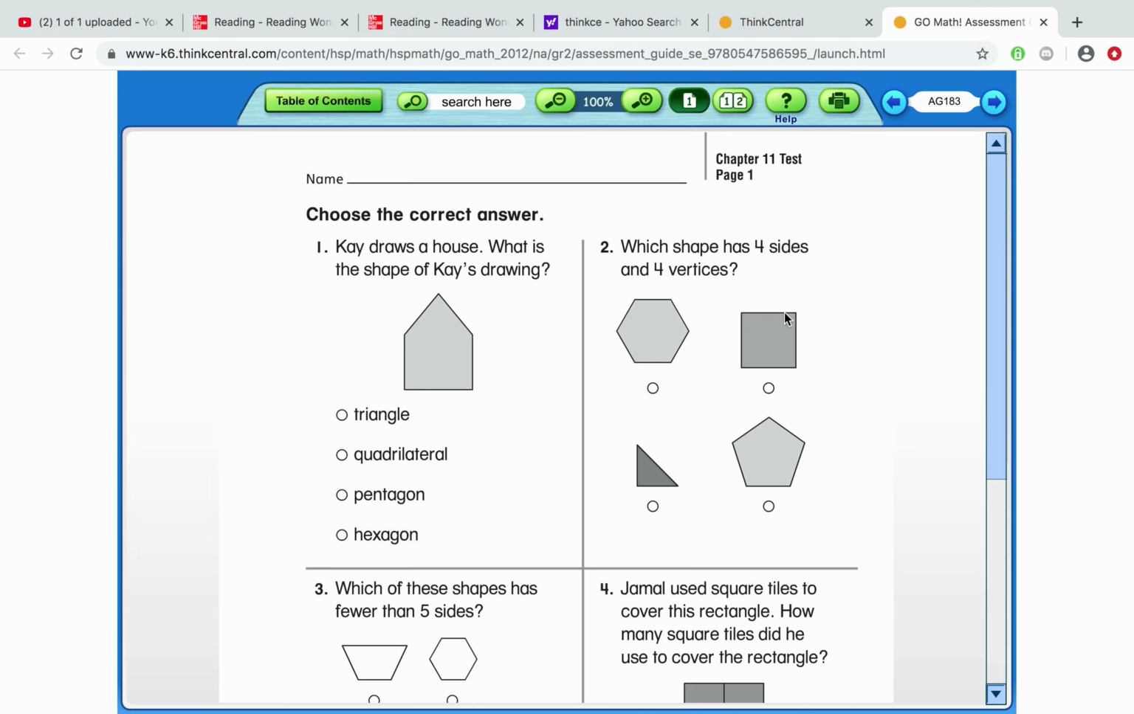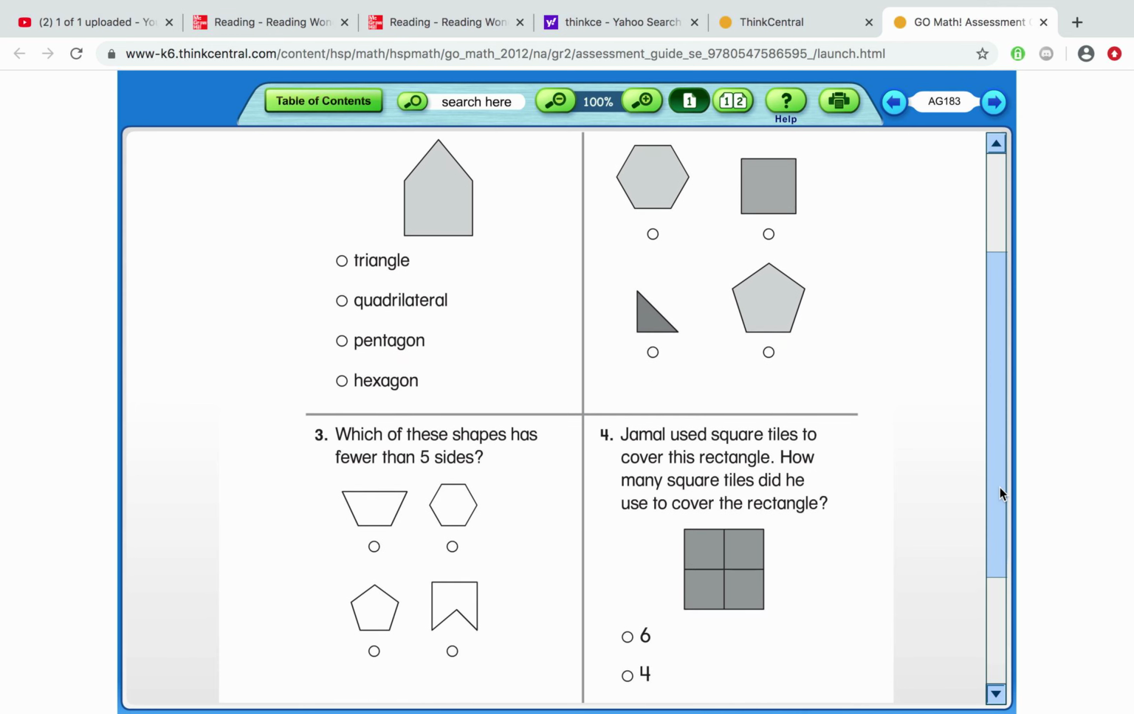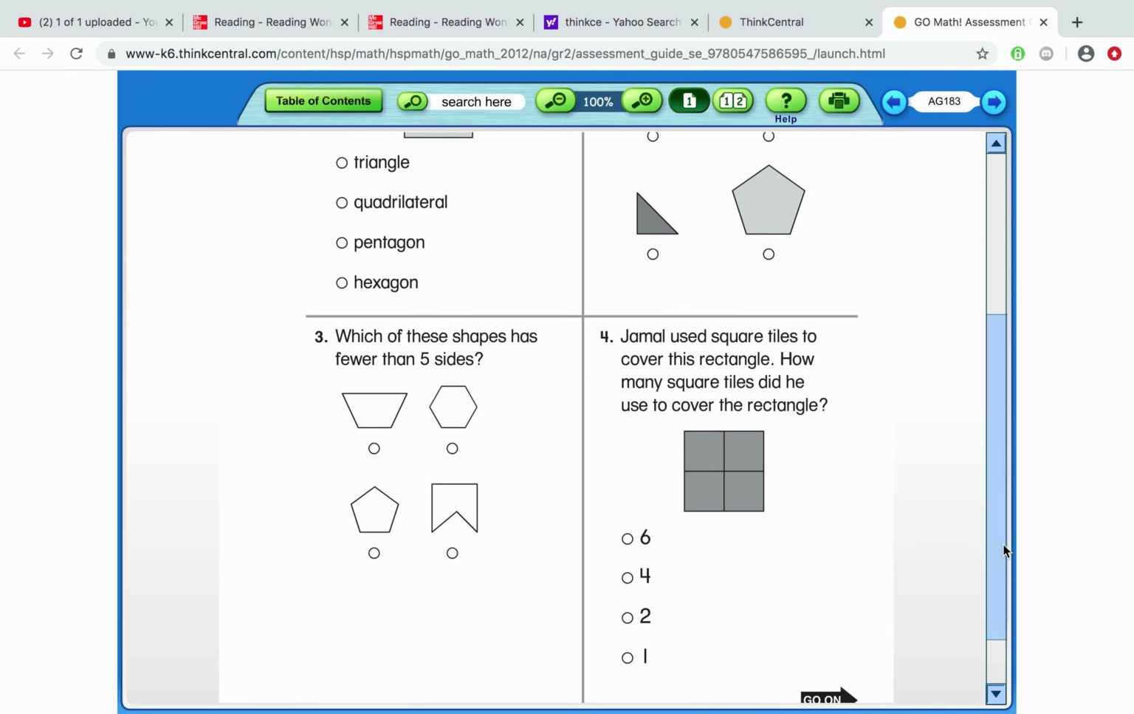I know that this square has 4 sides and 4 vertices or 4 corners. And I can prove that by drawing or circling the vertices and drawing along, counting the sides. So your square is the answer for number 2, which is also a quadrilateral. Remember, a quadrilateral is any shape with 4 sides.